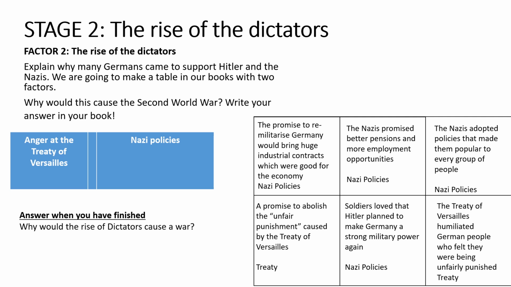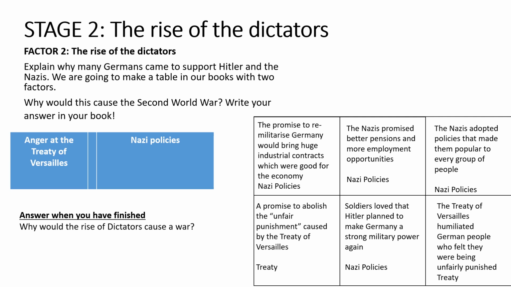And finally, the Treaty of Versailles humiliated German people. So the Nazis, talking about that and talking about how they're going to get rid of it, is another way that the focus on the treaty by Hitler would have been attractive to people. Okay, well done if you got all of those. If you got any wrong, just correct them with a red pen or something and cross it out and put the right answer. Okay. Before we move on, I'd just like you to write a quick sentence on this slide.